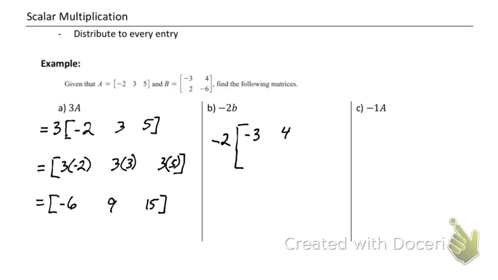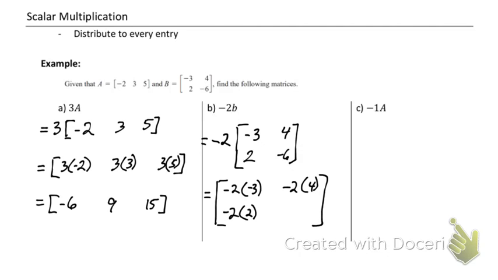So we're going to do 4 times this matrix. We are going to once again distribute the negative 2 to each element. So we're going to have negative 2 times negative 3. We'll have negative 2 times 4. Negative 2 times 2. Negative 2 times negative 6. And our resulting matrix is going to be a positive 6, negative 8, negative 4, and a positive 12.